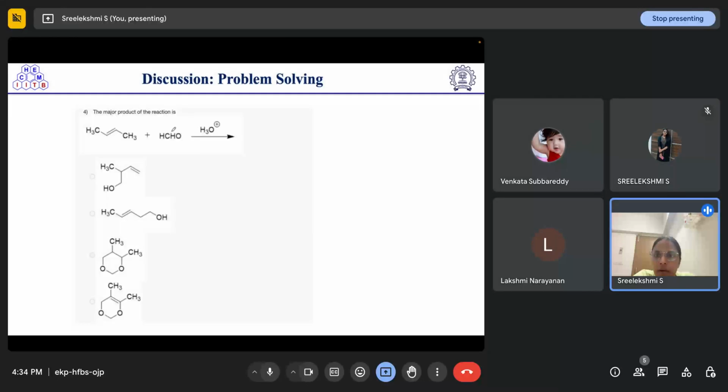Next one, the major product of the reaction. So this alkene and this formaldehyde in the presence of acid.